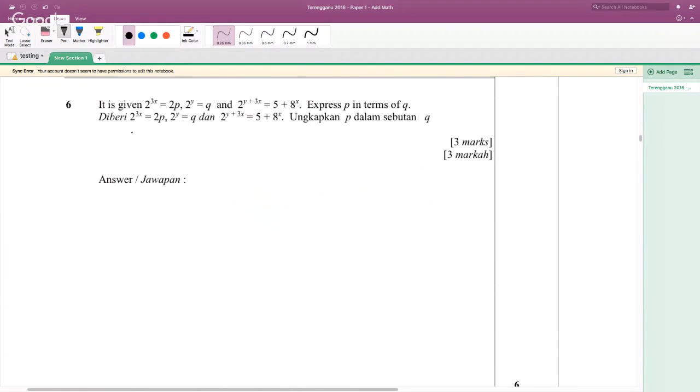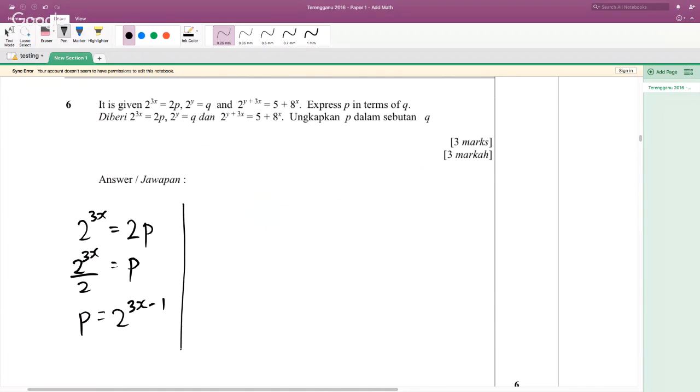Okay, let's see what we can do. So the first equation I copy down first: 2 power of 3x equals 2p. Okay, seems nothing much we can do. Maybe I move the 2 to the other side: 2 power of 3x over 2. So p basically equals 2 power of 3x minus 1. All right, then, I think making p the subject is not a smart move because we need to have p in terms of q.